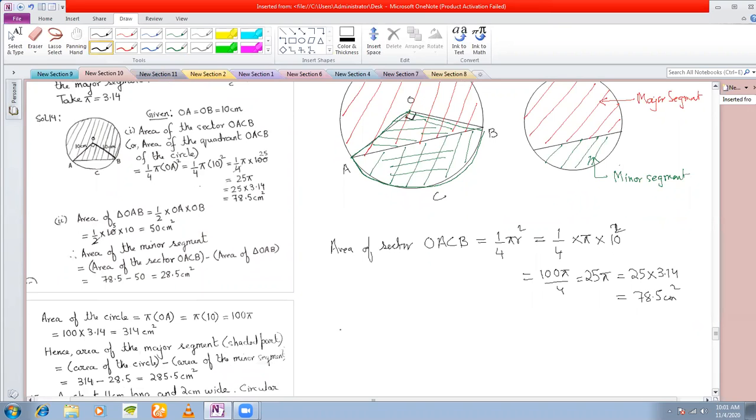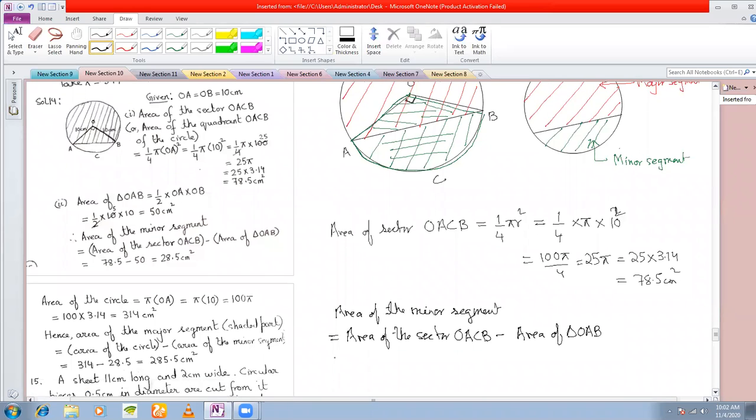So area of the minor segment is equal to area of the sector OACB minus area of the triangle OAB. Okay, now what is the area of this sector? We have already found out 78.5.